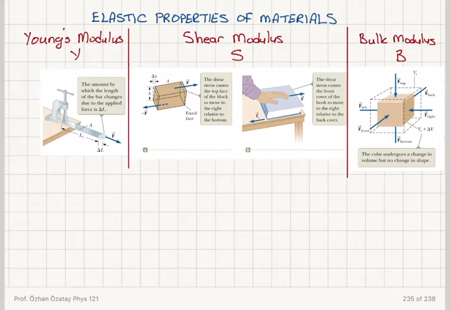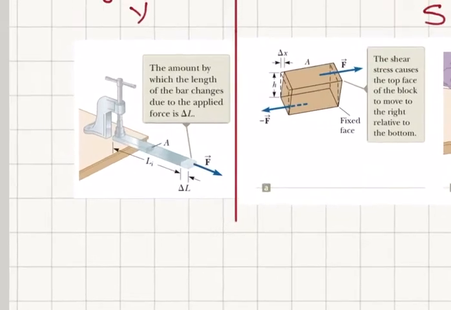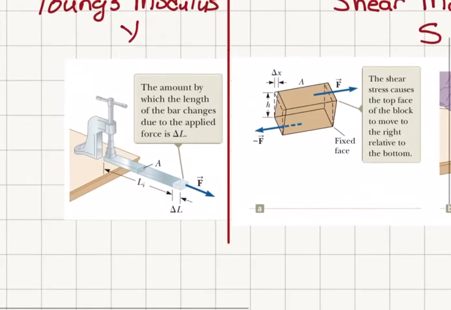To start discussing sound waves, and before we do that, I would like to quickly review elastic properties of materials. So, we can cause three types of deformations on materials. The first one is the scenario here. You have a bar that is attached to a table. On one end, we're applying a force.